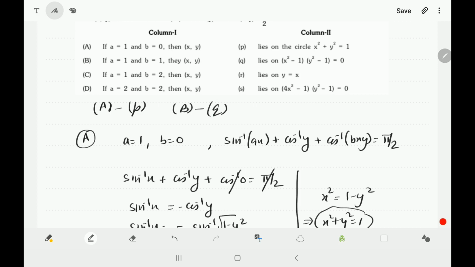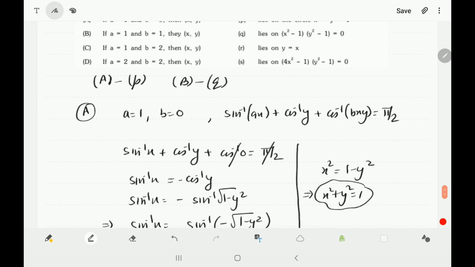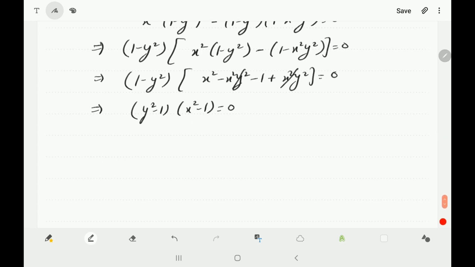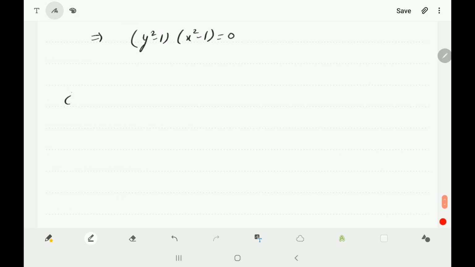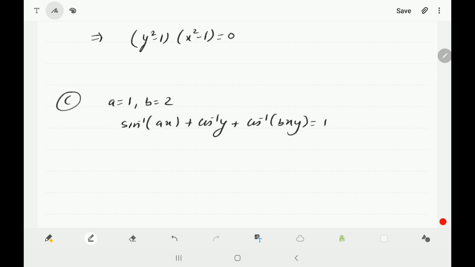Is this clear? Now let's move on to C, for which a is 1 and b is 2. We are given the equation sin inverse of ax plus cos inverse of y plus cos inverse of bxy is equal to pi by 2. So let's try to put the values here.